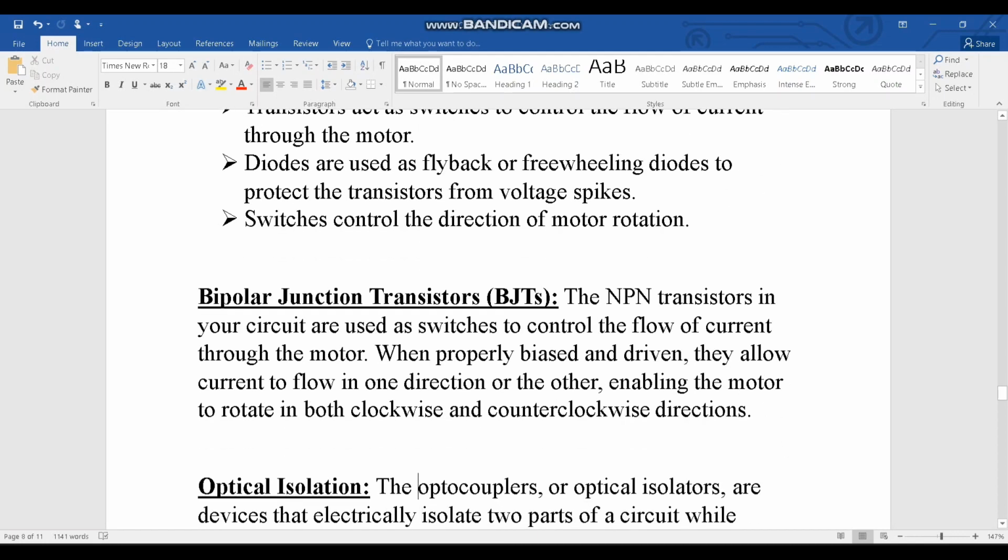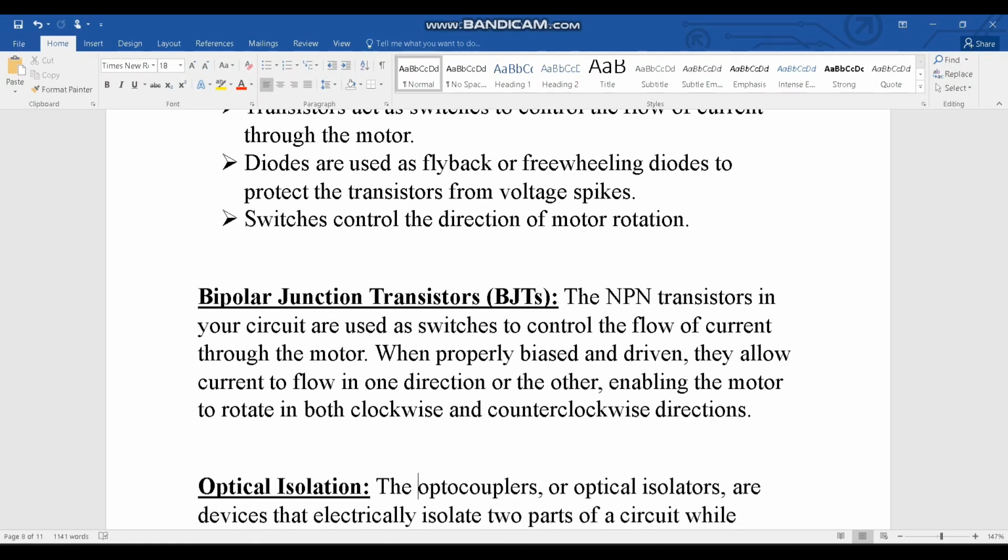Now, moving on to further description of these devices, bipolar junction transistors, BJTs. The NPN transistors in our circuits are used as switches to control the flow of current through the motor. This makes our circuit very efficient. When properly biased and driven, they allow current to flow in one direction or the other, enabling the motor to rotate in both clockwise and counterclockwise directions.